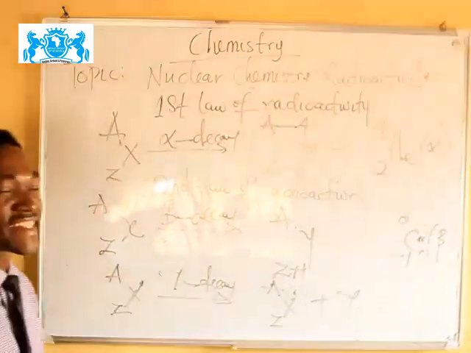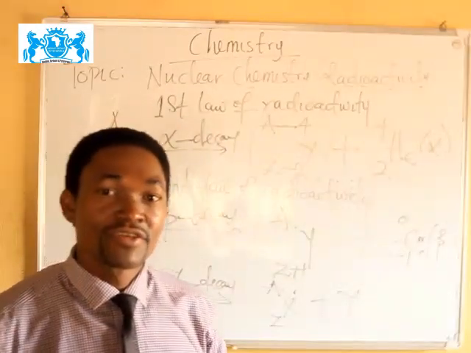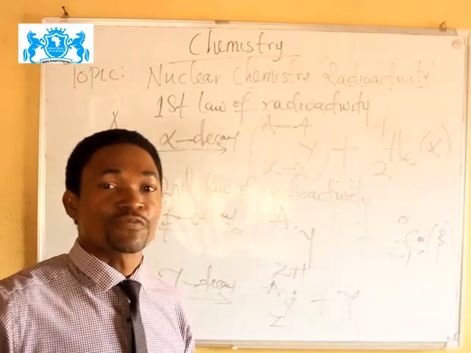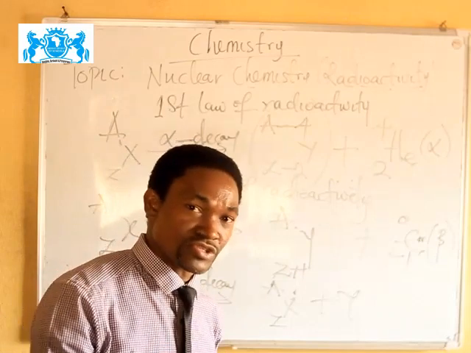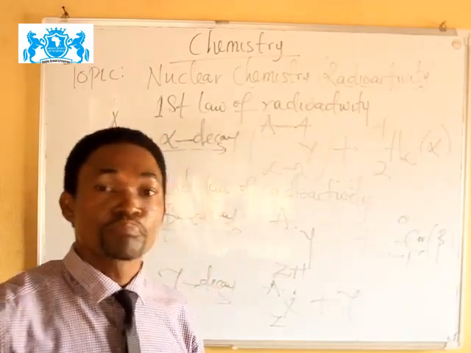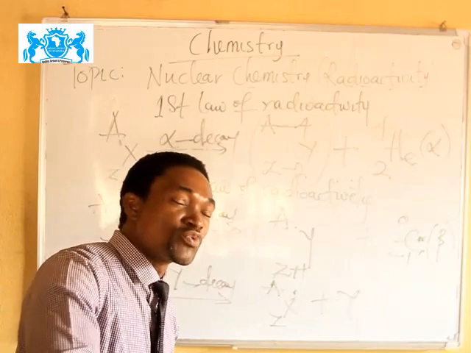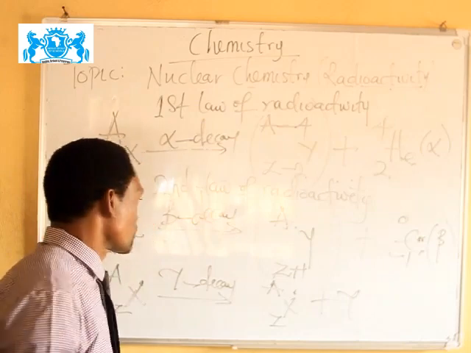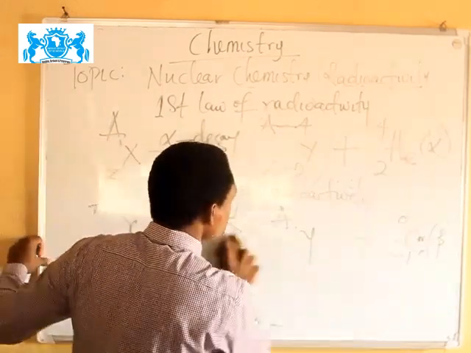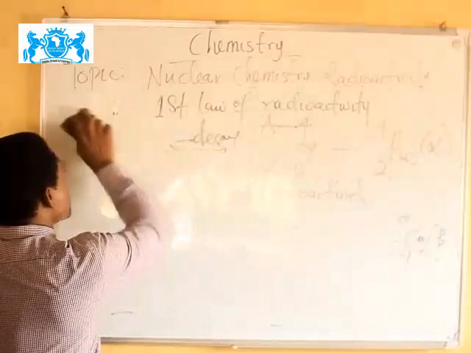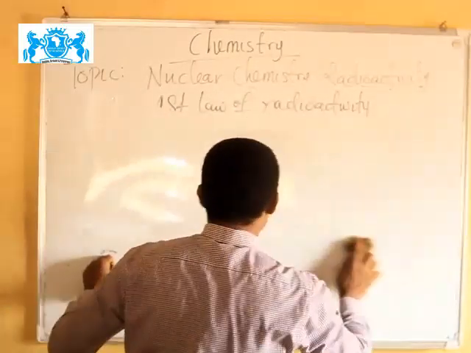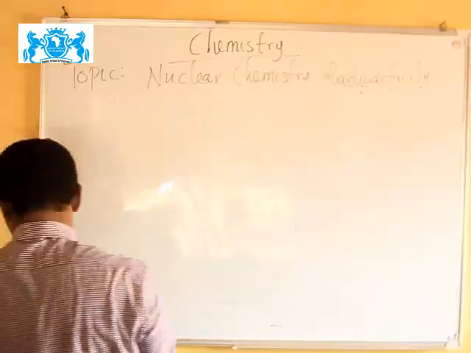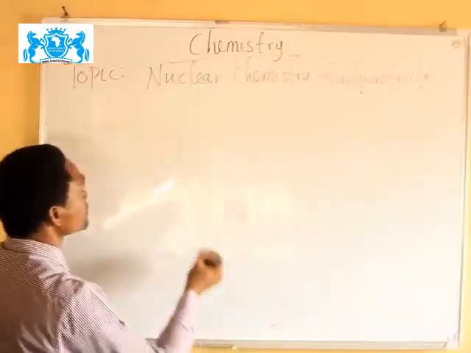Quickly, I would like to state the decay series from where you can understand, when an element undergoes an alpha decay following the first law, what are the likely products? What are the new products? How do we arrive at the new daughter nucleus that is produced? So quickly, I will outline the decay series.